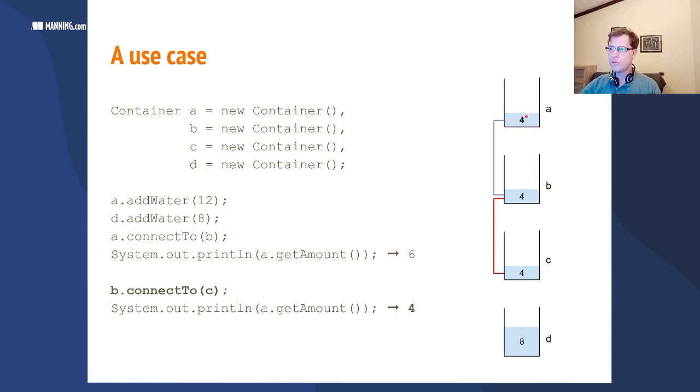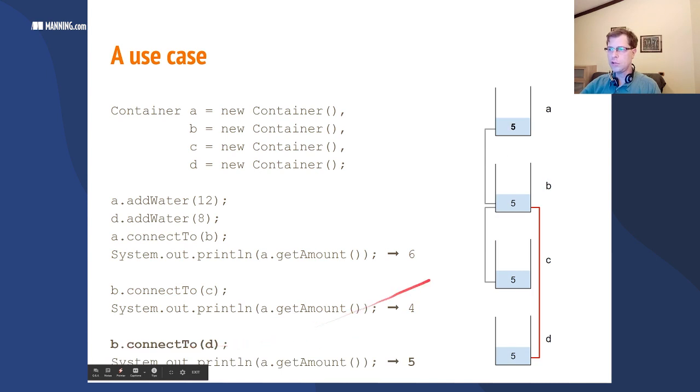Now, the 12 units that were distributed among A and B become distributed among A, B, and C, 4 each. And D is unaffected. So if I print the amount of water currently in A, I get a 4. And finally, let's connect B to D.